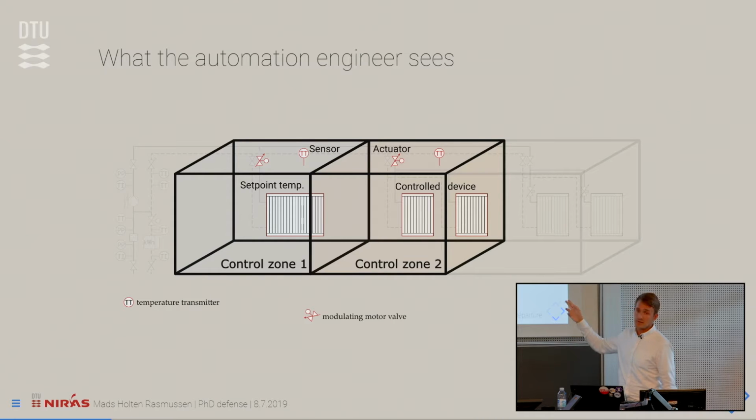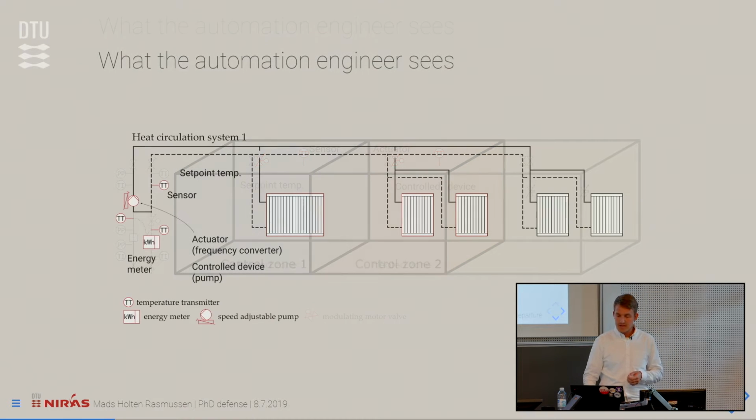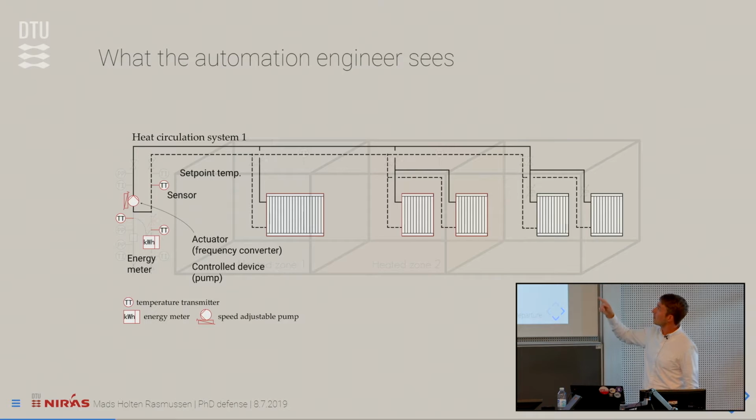valve and therefore controls itself. But the two others are controlled zones where he has a set point temperature, some sensor that observes this temperature, some controlled device, and an actuator he can open or close to control the flow and thereby impact the temperature. He also has another control system, being the water that is being circulated, and it's very similar.